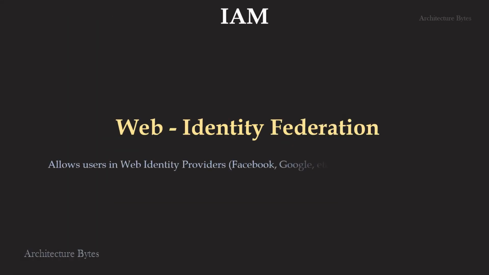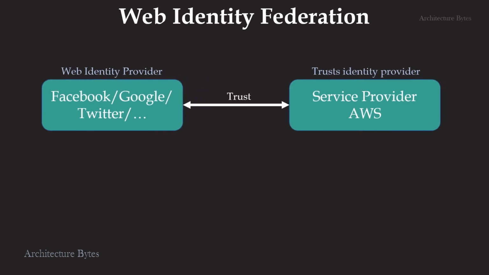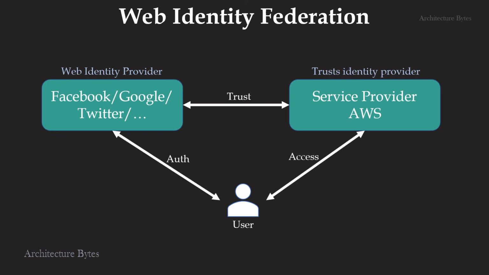Web Identity Federation allows users in web identity providers like Facebook, Twitter, Google, etc. to access AWS resources. Users gain access to AWS resources after they have successfully authenticated with a web-based identity provider like Facebook, Google, Amazon, etc. Following successful authentication, user receives an authentication code from web identity provider which they can trade for temporary AWS security credentials.